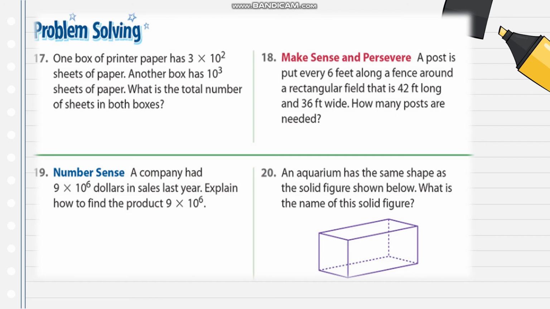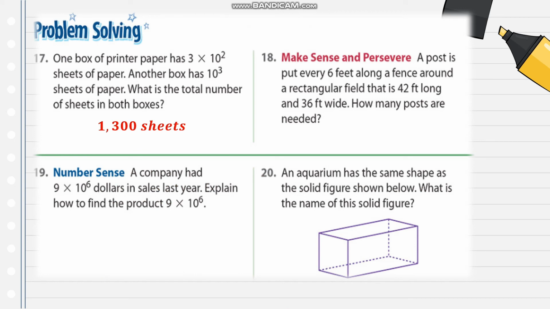Number 17. One box of printer paper has 3 multiplied by 10 squared sheets of paper. Another box has 10 cubed sheets of paper. What is the total number of sheets in both boxes? So the answer is 1,300.